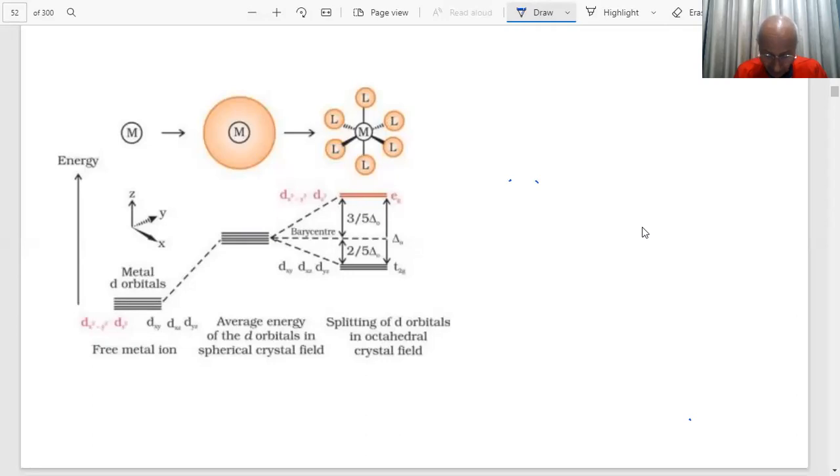What we were discussing with you is crystal field theory. We have started with crystal field theory, and we have told you about octahedral crystal field splitting. We have told you, in the case of octahedral coordination compounds, what happens when crystal field splitting takes place.